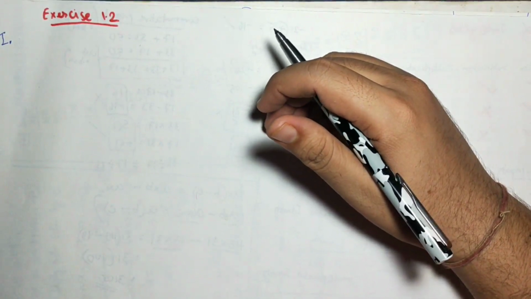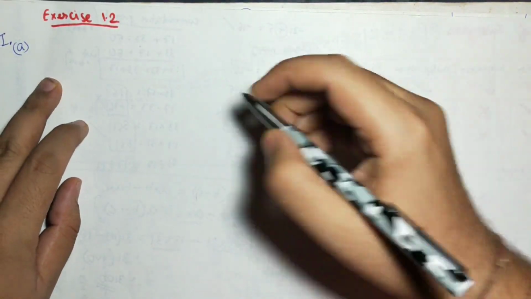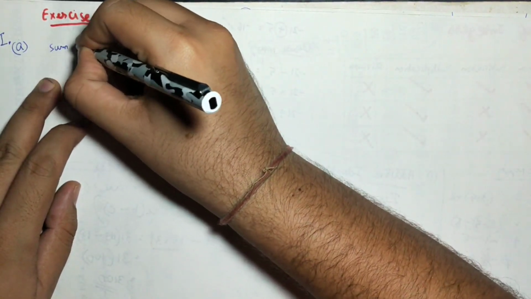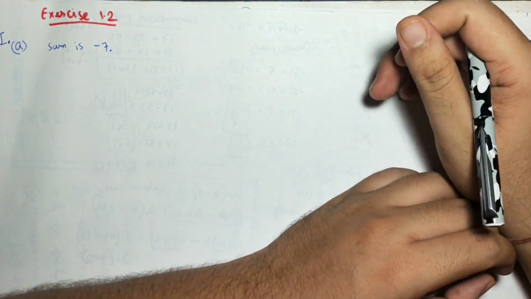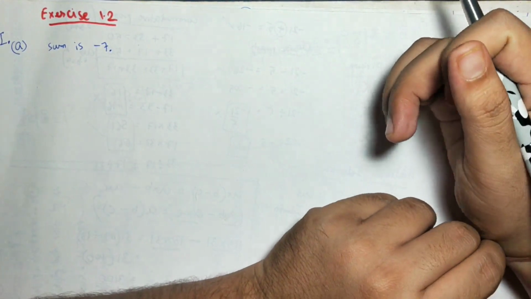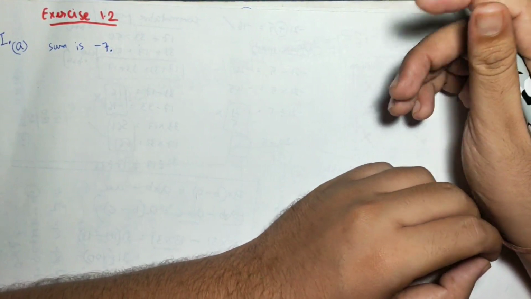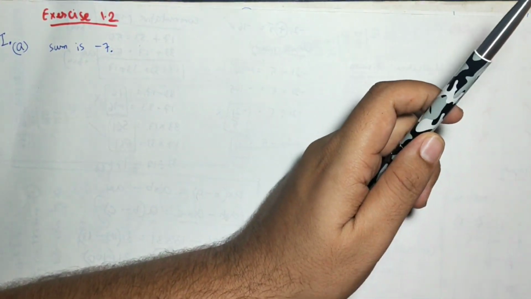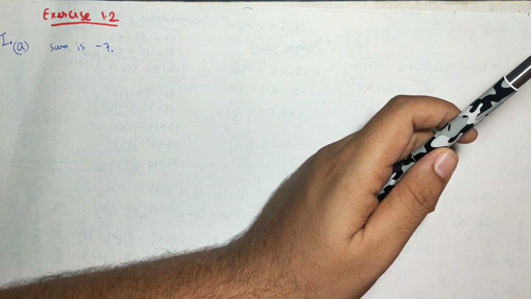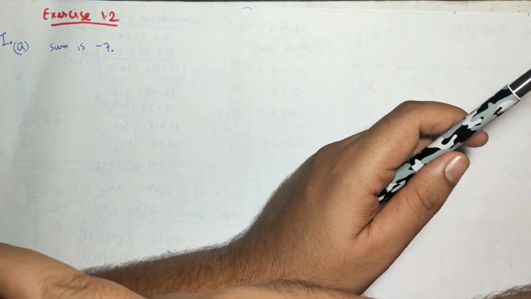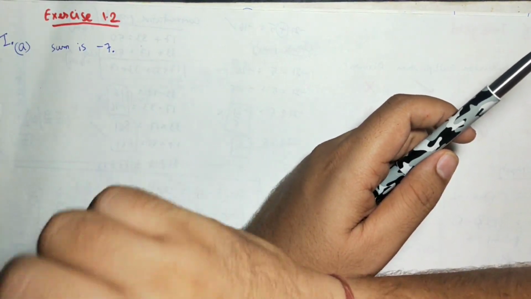is write down a pair of integers whose sum is minus 7. You have to write any two integers. There are infinite answers to this, but we have to give at least one answer. See, it's homework for you. I am giving one solution over here, but you have to find two such more pairs. It's homework for each and every sum of 1.2.